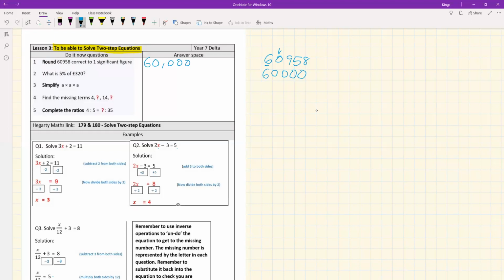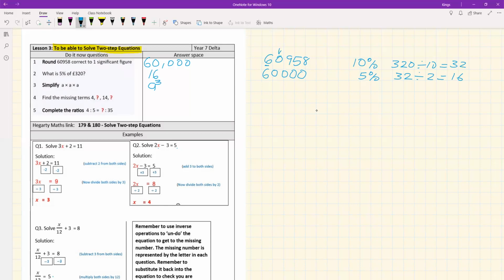Second question is, what is 5% of 320? So the first thing I'll do is work out 10% of 320, and we do that by dividing the number by 10, and that gives us 32. Now I know that 5% is half of 10, so I'll halve 32, which gives us 16. So 5% of 320 is 16. Number 3, simplify a times a times a. I'm multiplying a by itself 3 times, so it is a to the power of 3. So the power tells me how many times to multiply a by itself.